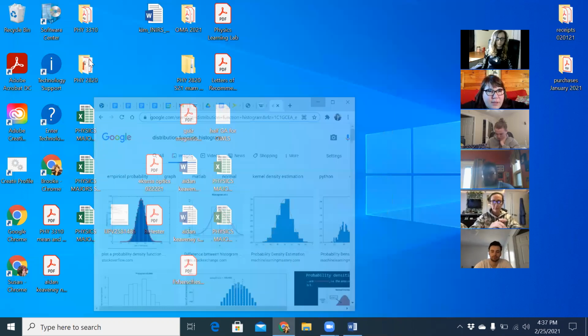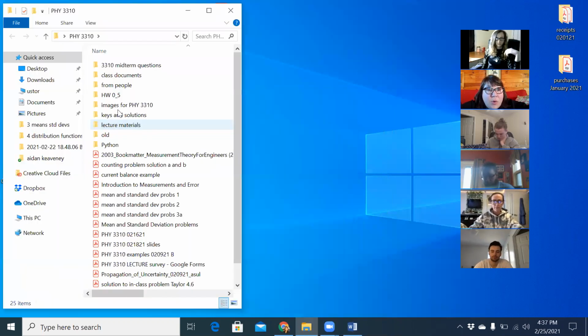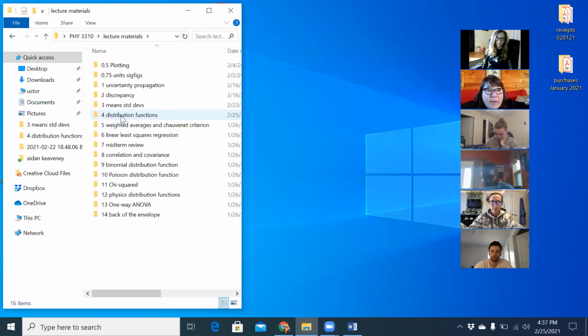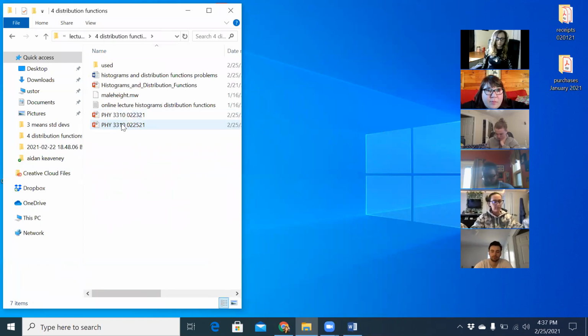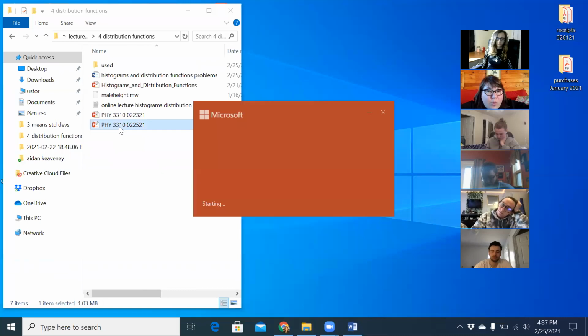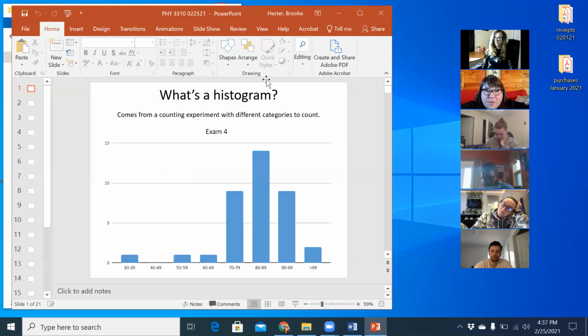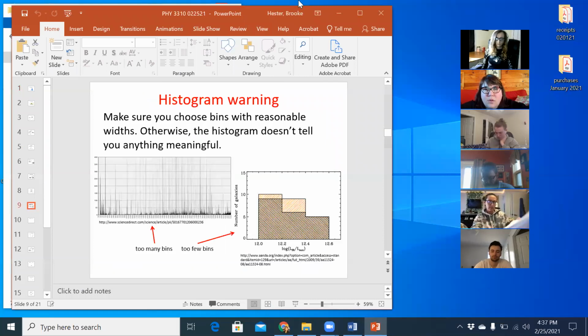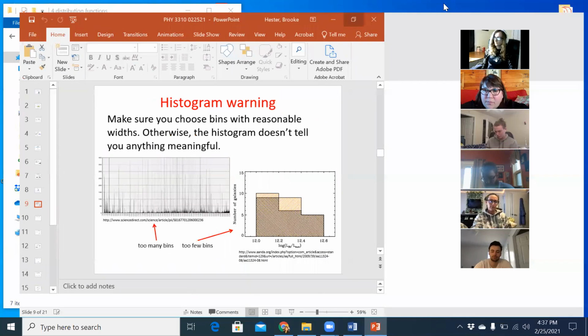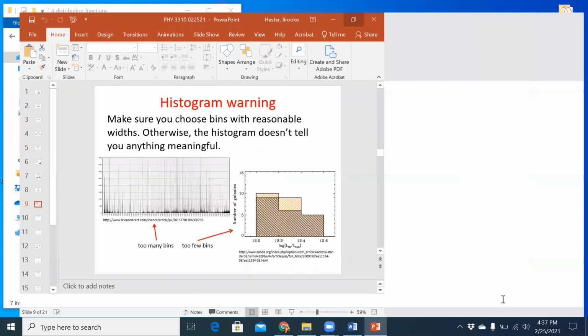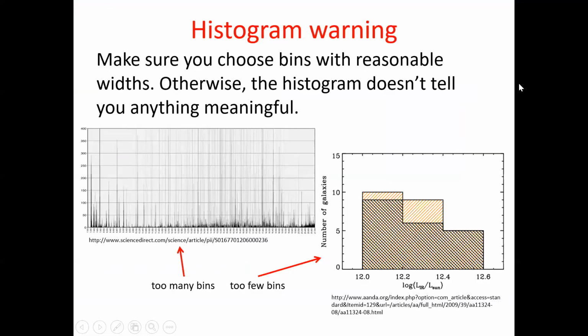All right, so back to talking about histograms. We have a reason we're talking about them that we haven't quite gotten to. Like, why do we care about histograms in the first place? Oh, wait, first I have a histogram warning. And it kind of follows what we were just seeing with this problem we just worked.